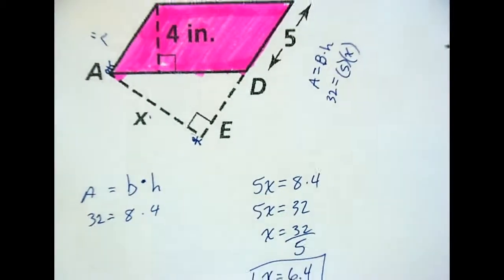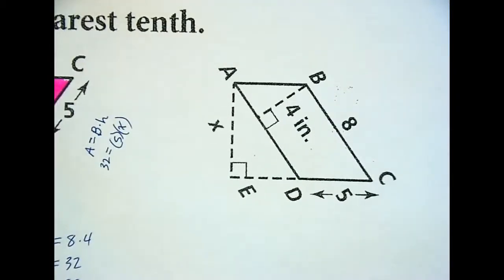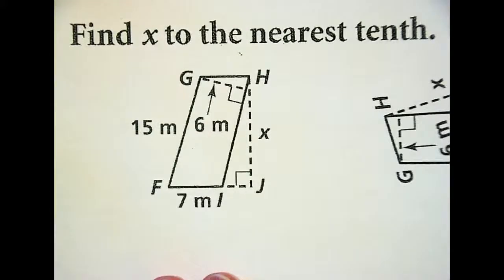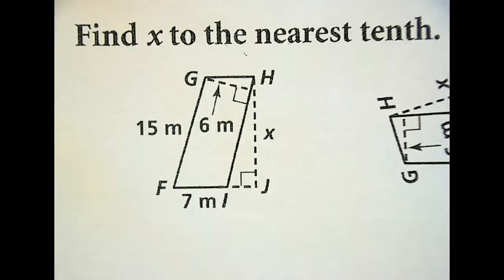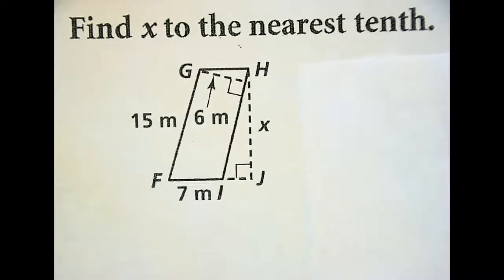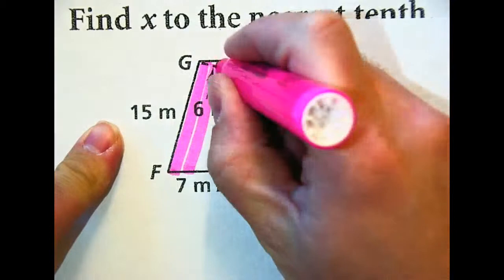A bit different. I want you to try that one. Find x to the nearest tenth. My bad, same one. I meant to put that one up. Find x to the nearest tenth. Okay, find x to the nearest tenth there. Work with your partner. Once again, we are finding the area of this figure right here.